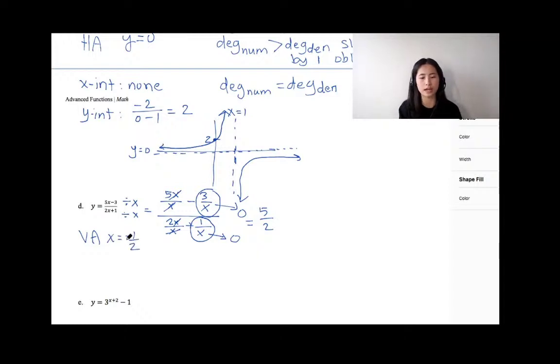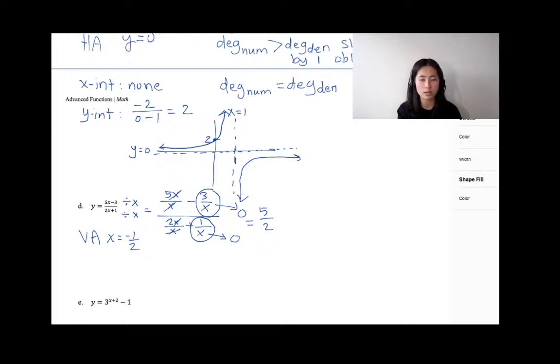And how do I know it's negative 1/2? Well, it's 2x plus 1, and that's equal to 0. When you move 1 to the opposite side of your equation, you're going to get 2x is equal to negative 1. Divided by 2, therefore, x is equal to negative 1/2. Hopefully that was straightforward for finding the vertical asymptote.